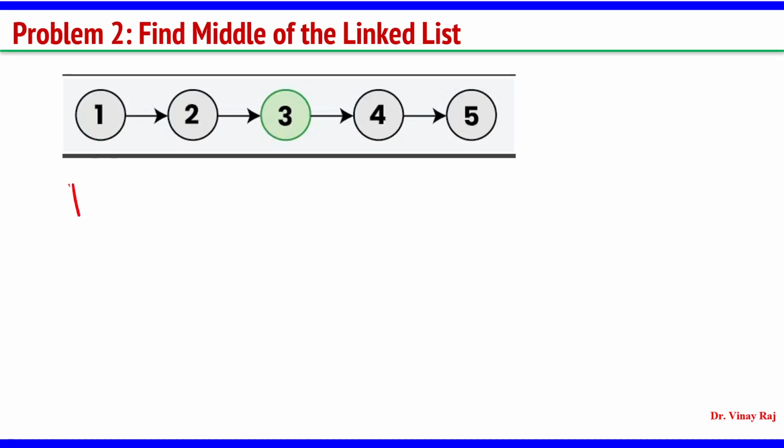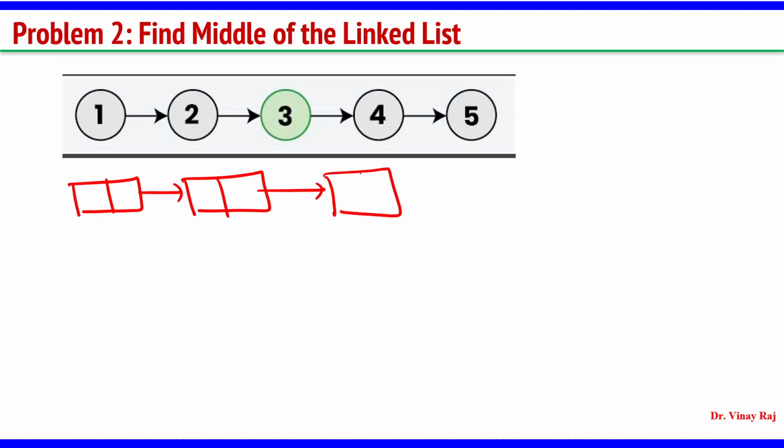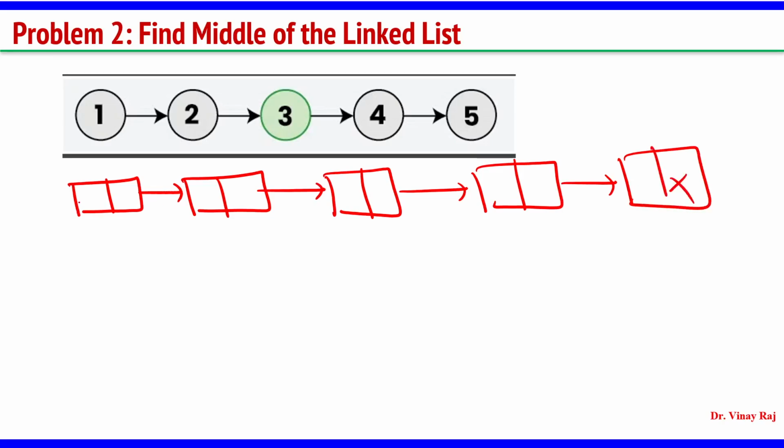So, you can draw it like this also. Here we have null. Let us take this example only. By seeing this we can simply say that 3 is the middle, but how does the compiler understand? Here also we use the same two pointers approach, a slow pointer and a fast pointer.